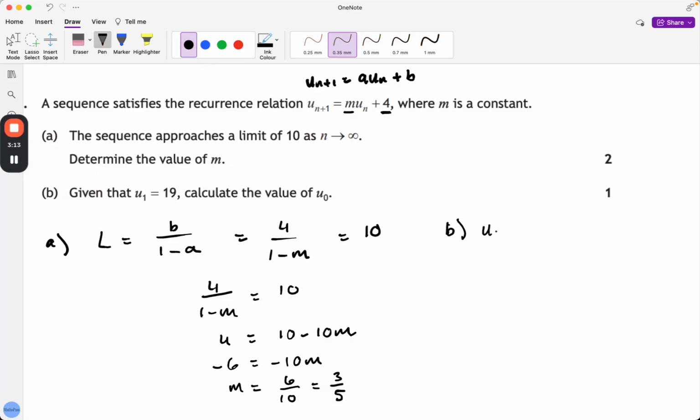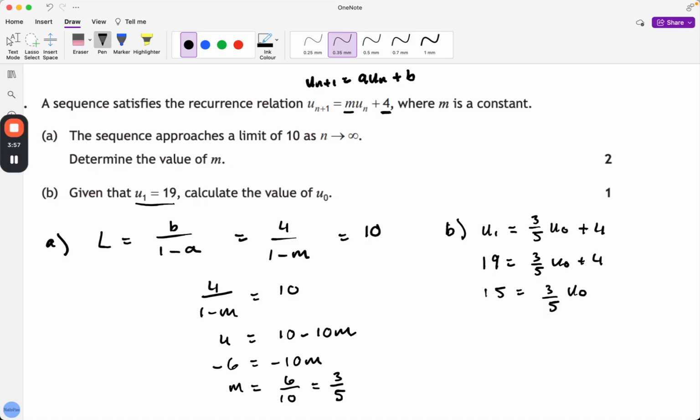So that tells us that for part B, we can say that our u1, because that's our next term, is equal to m, which we now know is 3/5, times un. Because our n plus 1 is 1 here, our un is going to be our u0. Keep in mind that this is your next term up, and this is your previous term. So there's always going to be a difference of 1 there whenever you've got a un plus 1. So if this is u1, then this has to be u0 plus 4. And we can just sub in the fact that we've been told u1 equals 19. So we have that 19 equals 3/5 u0 plus 4. We can then subtract 4 from both sides, and that gives us 15 equals 3/5 u0.